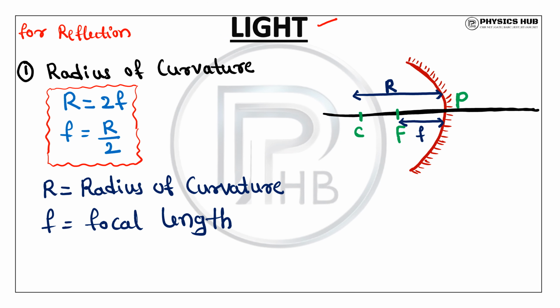Next are the light formulas. For reflection, we can find the radius of curvature. The radius of curvature R is equal to 2 into F, or we can write F is equal to R by 2. Here R is the radius of curvature and F is the focal length. The distance between the center of curvature and the pole is the radius of curvature, and half of this is known as the focal length, denoted as F.